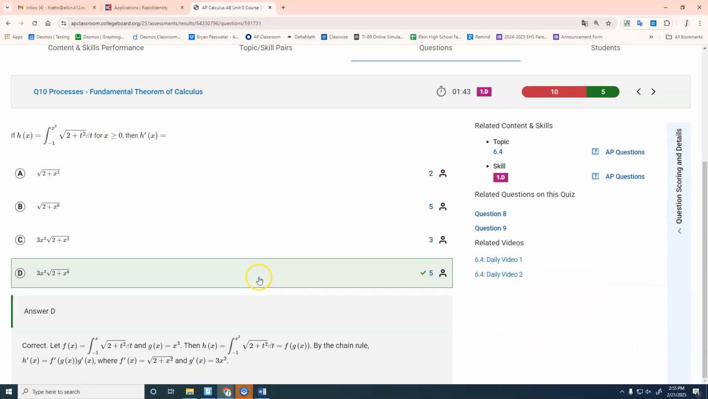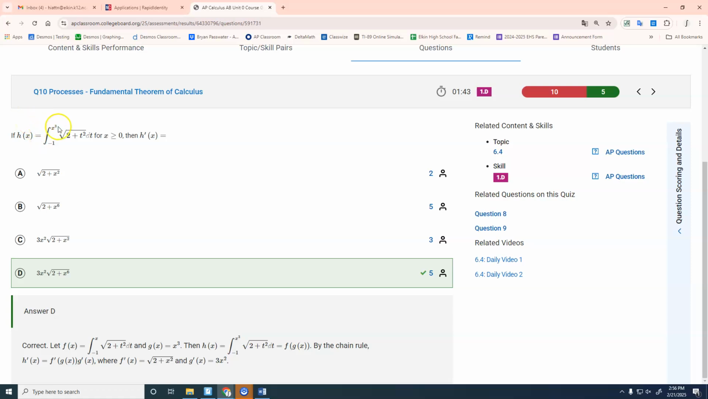Okay, this one right here we did not do very well on. But we essentially just did this. Okay? So, they give us h. They're asking us to take the derivative of h. But h is an integral defined function. So what are we doing when we take the derivative here?